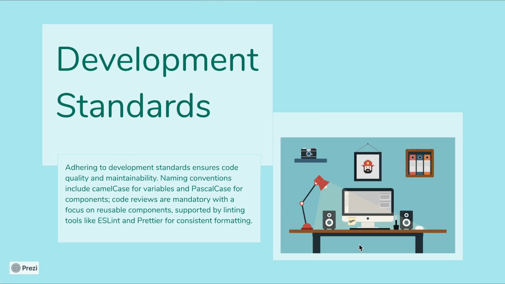We are maintaining high development standards. Naming conventions follow camel case and Pascal patterns. Code reviews are mandatory before merging. Components are modular and reusable. Linting tools like ESLint and Prettier will ensure clean formatting. We document within the code and maintain Markdown README files. We follow a Git flow model with main, dev, and feature branches.